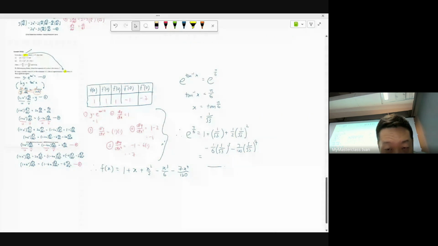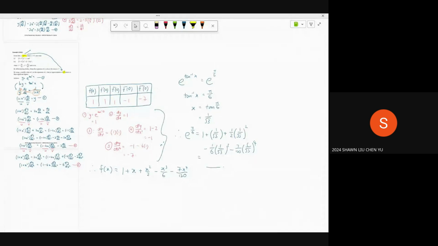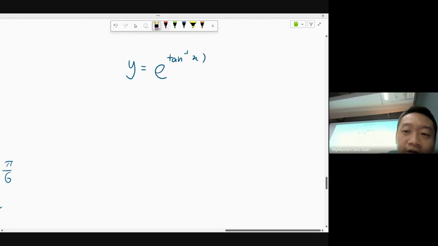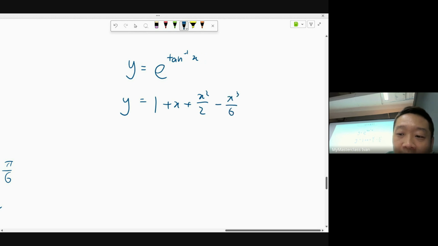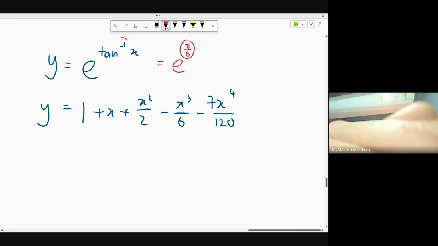Sean, are you done? Yeah, wait. I still don't get the approximation thing. Now, the question gives you, basically at the start you did this, tangent inverse x, and by the Maclaurin series we saw that y is equal to 1 plus x squared over 2 minus x cubed over 6 minus 7x to the power of 4 over 120. You got this, right? The question is asking you to find the approximation to e power pi over 6. Isn't it obvious that this and this are equal?